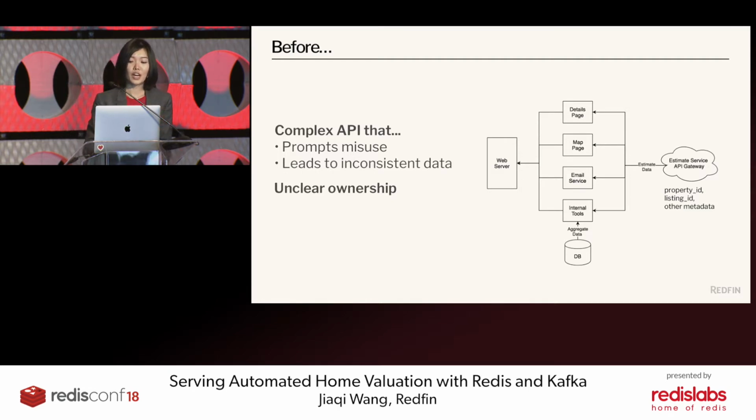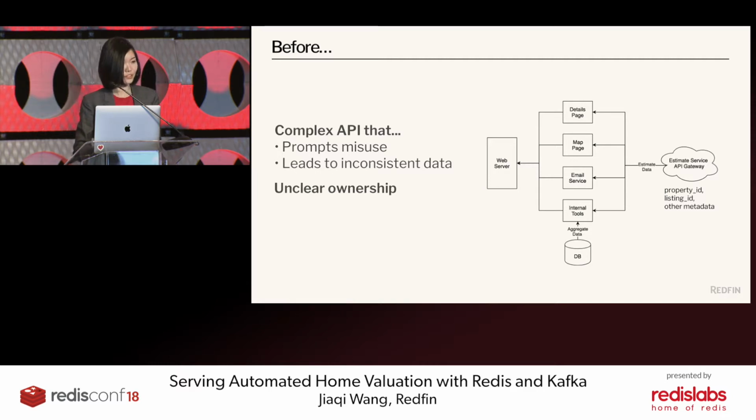First, due to the complex nature of the estimate data itself and the fact that a property can be represented in many different forms, the estimate API takes multiple parameters. And as developers, we all know when there is a complicated API, we're kind of asking for trouble. In our specific case, it is sometimes possible for this API to return a different estimate even for the same home, depending on the kind of parameters that get passed in.